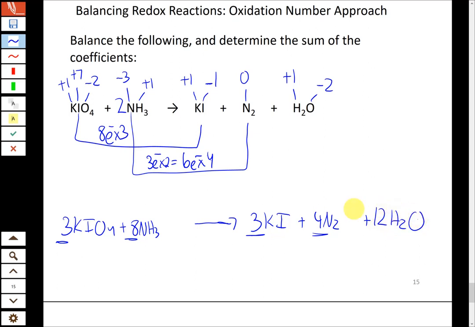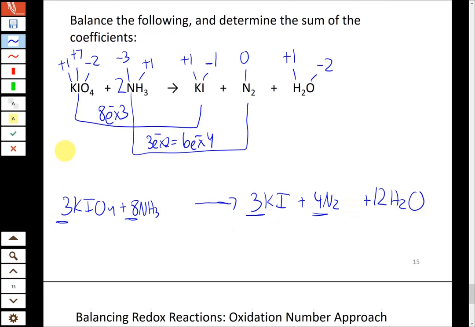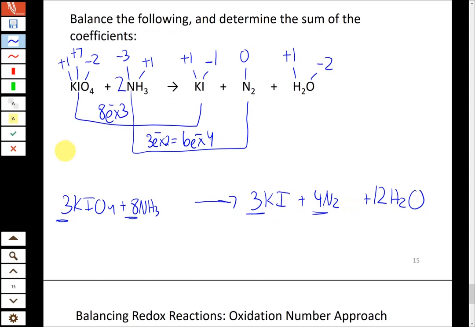to make sure that everything else is completely balanced. So those are the coefficients, pretty large, probably not likely that you would come up with that by inspection. It would take a long time to try to guess and check yourself on that one. So using the oxidation number approach, though, we get those. They can't be reduced any further. And so now we just look for the sum to answer this question in the correct format.